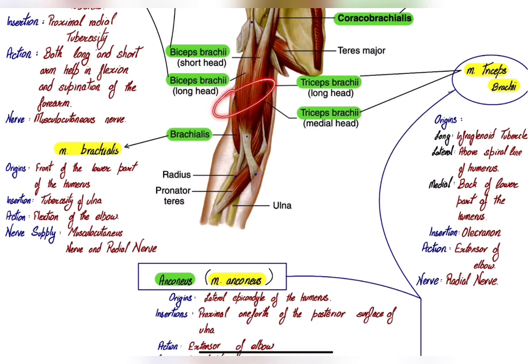The next one is the brachialis muscle, which originates from the front of the lower part of the humerus and has its insertion in the tuberosity of the ulna, which is over here, and performs the action of flexion of the elbow. And the nerves that pass through it are the musculocutaneous nerve and the radial nerve.